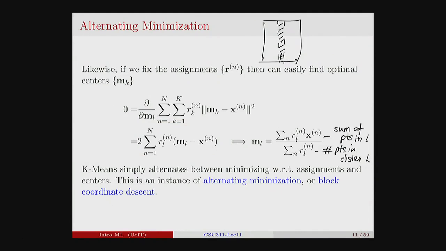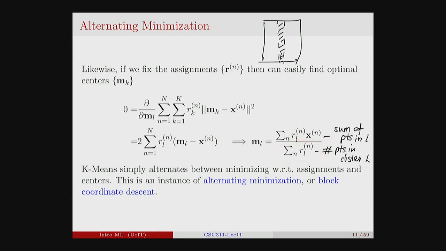Because when you take the derivative with respect to ml, you only choose one of the terms in this k-th summation, which is why the rest goes away in the derivative. So you're left with Rnl times (ml − xn), which is the actual value of the derivative. And setting it to 0 gives you that ml is equal to the summation over n of Rnl xn divided by the summation over n of Rnl.